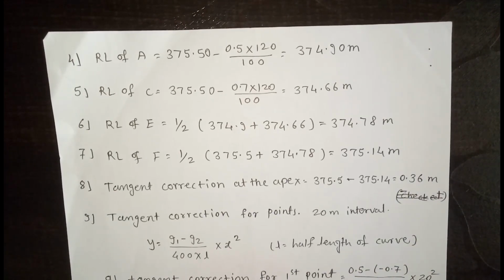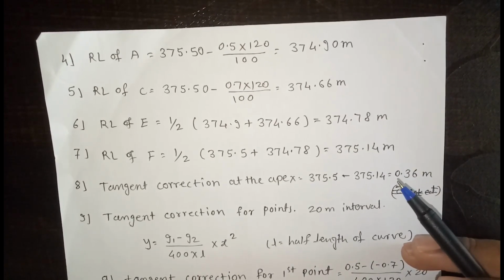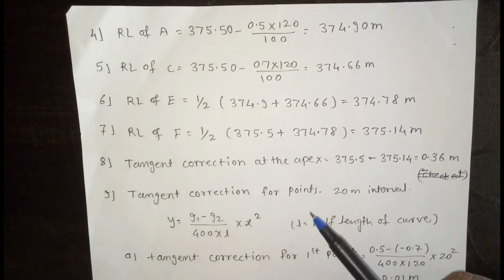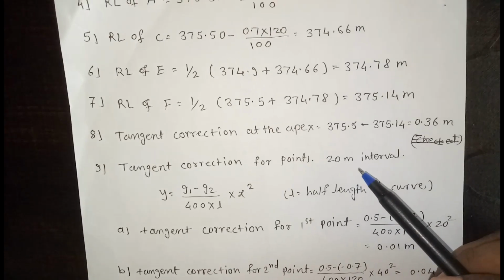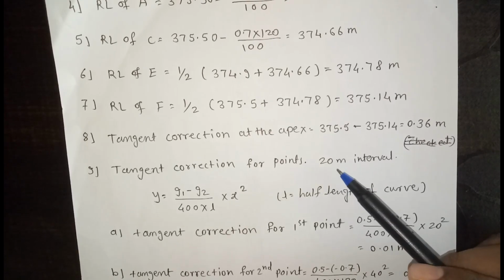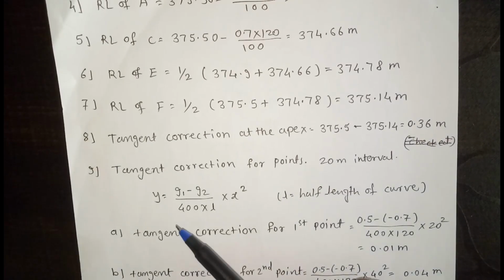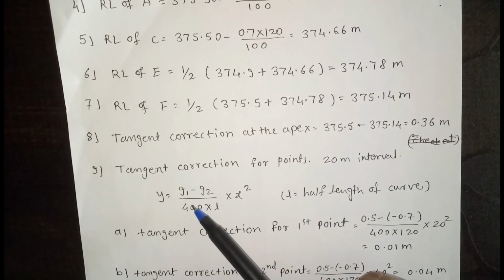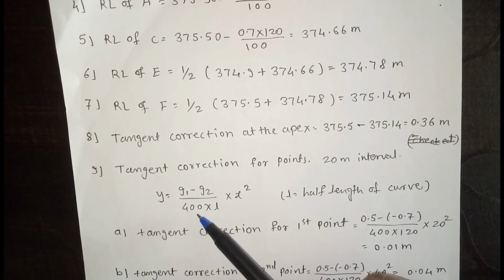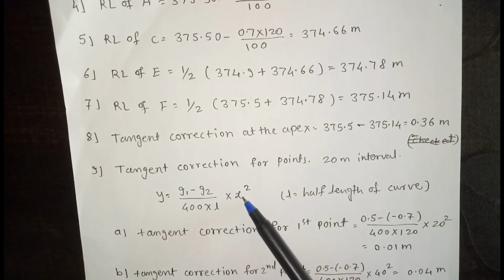Now we have to calculate tangent correction for all points, at 20 meter interval, because the chainage is 20 meter. Here we have to consider the chainage, that means the peg interval, which is 20 meter. The formula for tangent correction is G1 minus G2 divided by 400 is the constant, and length is the half length of the curve and X is the peg interval.